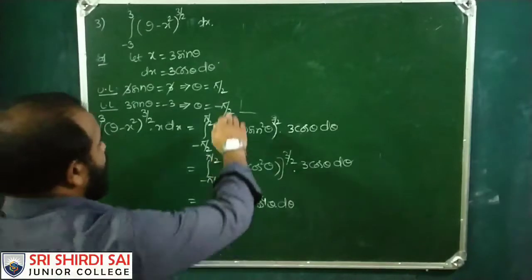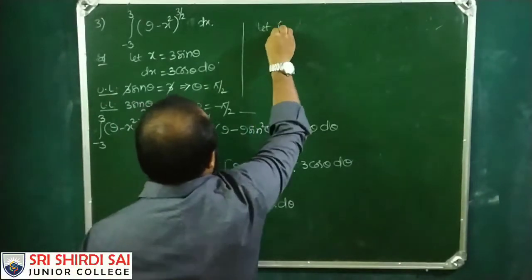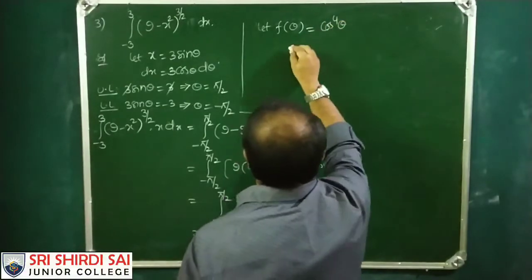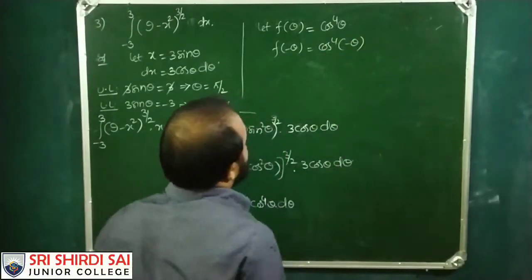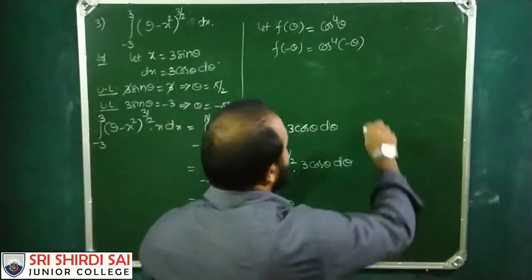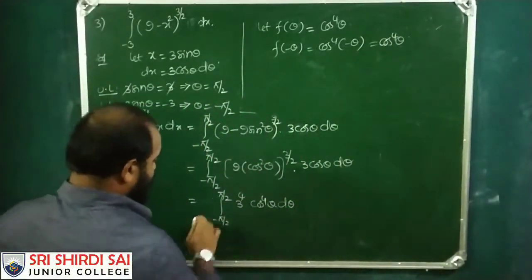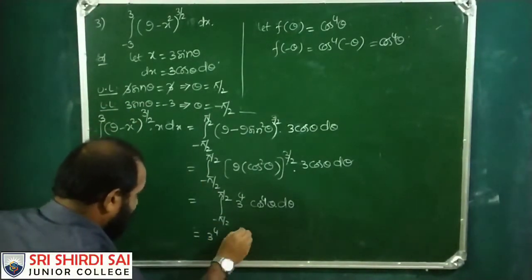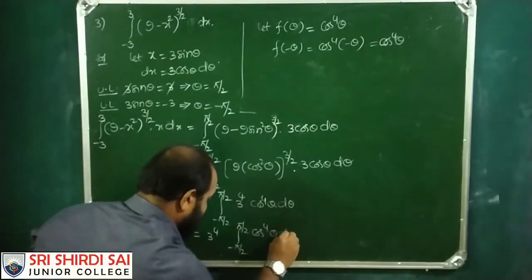So from this onwards, let f of theta is equals to cos power 4 theta I will take, and if I substitute f of minus theta, cos power 4 of minus theta, then this is cos minus theta is an even function, whole power 4 is cos power 4 theta only. So this is equals to 3 power 4, which will be separated from the process of integration, minus pi by 2 to pi by 2 cos power 4 theta d theta.